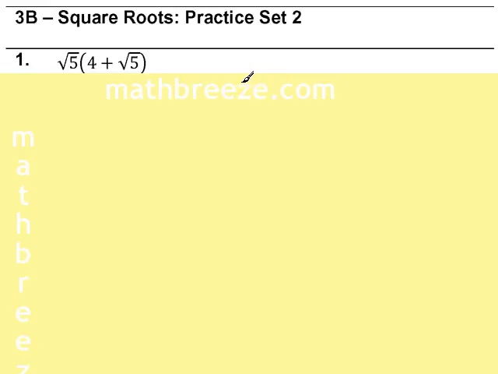In number one, we're going to use the distributive law to multiply through this set of parentheses. So in other words, we're going to multiply square root of 5 times 4, and then square root of 5 times square root of 5. So square root of 5 times 4 is just 4 times square root of 5. And square root of 5 times square root of 5 is square root 25, or we can just write 5 without the square root symbol. And we just leave it like that.